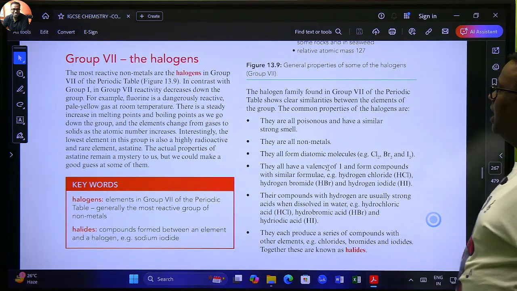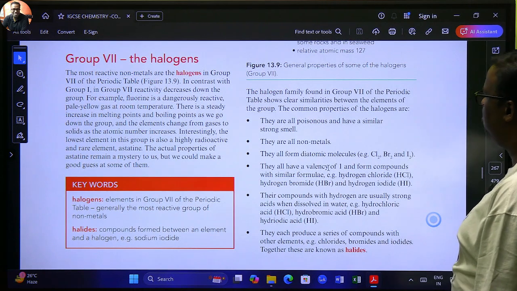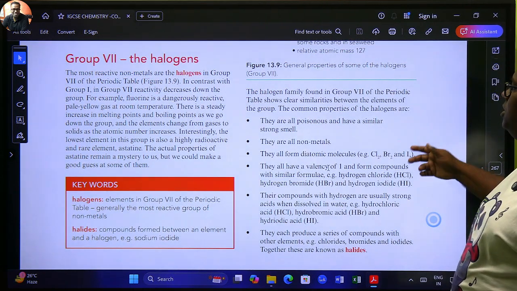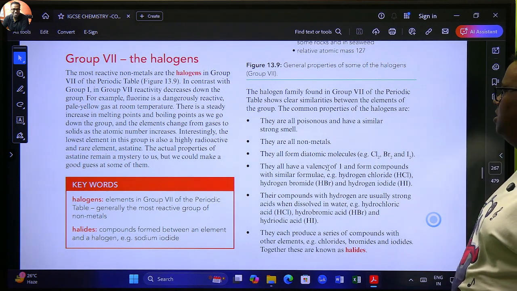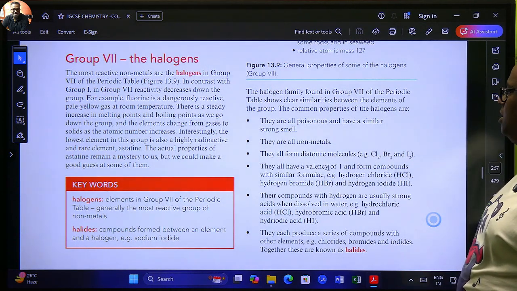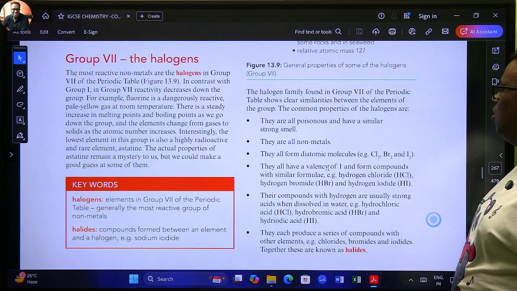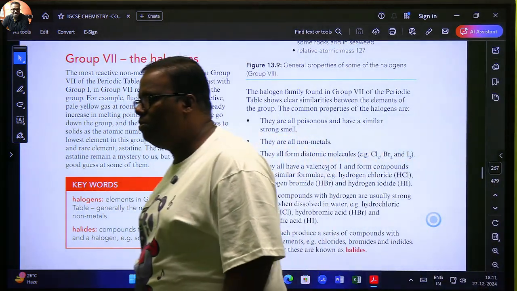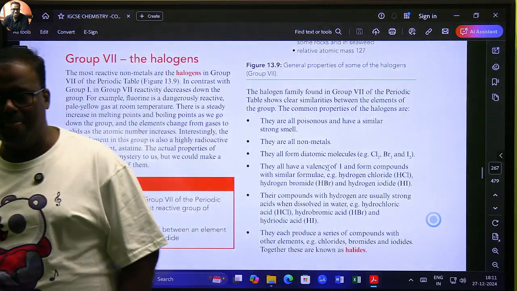Let's see. The halogen family found in group 7 of the periodic table shows clear similarities between the elements of the group. The common properties: all of them are poisonous. All of them have a strong smell. All are non-metals. All form diatomic molecules. So we should understand what we mean by diatomic molecules.